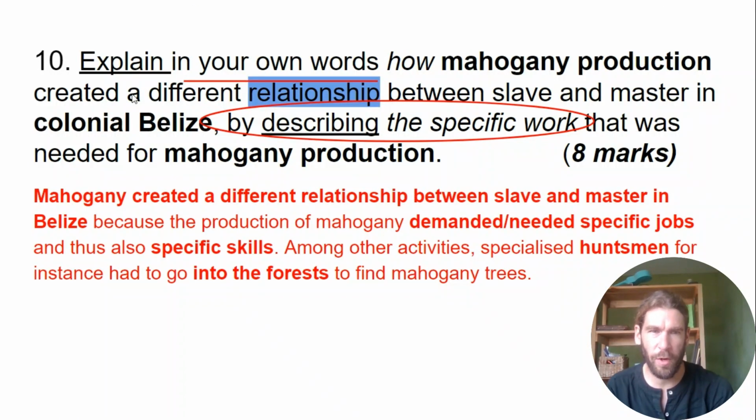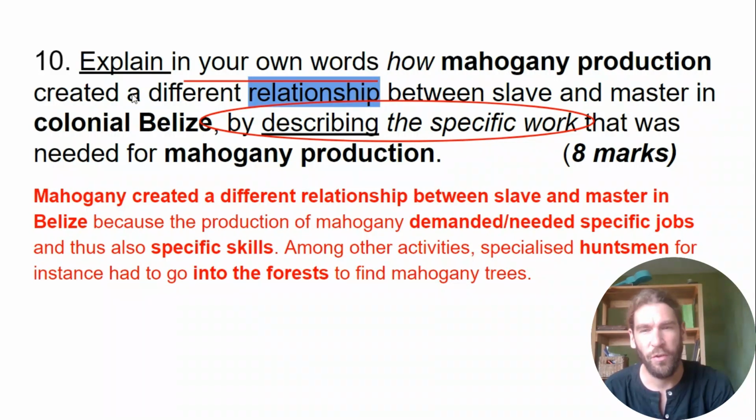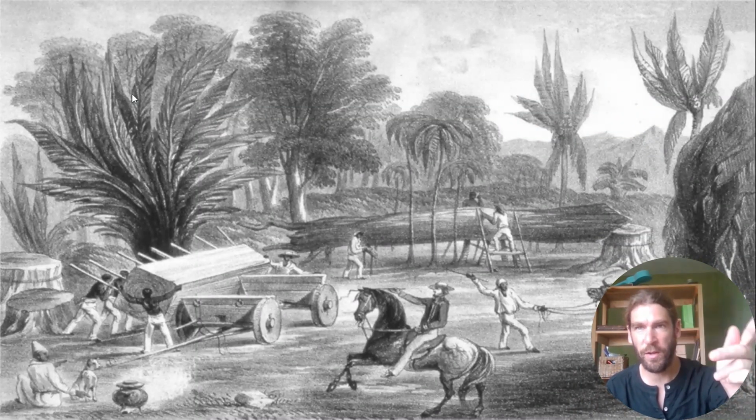Then, how mahogany production created a different relationship by describing the specific work. Mahogany created a different relationship between slave and master in Belize because the production of mahogany demanded specific jobs and thus also specific skills. So mahogany asked specific know-how, skills, activities of the enslaved Africans. Among other activities, specialized huntsmen, for instance, had to go into the forest to find mahogany trees. And not only this, you also needed slaves that could cut the trees, smaller trees.